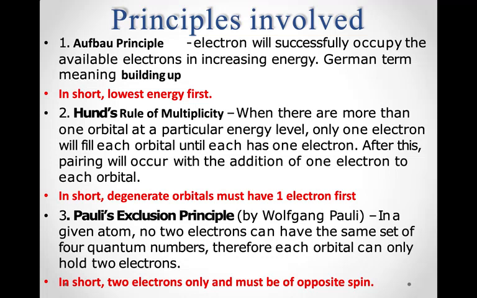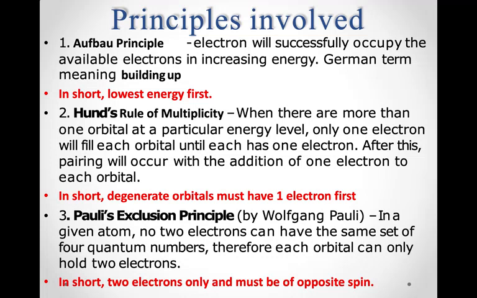Hund's rule of multiplicity is that every orbital must contain at least 1 electron before filling up another orbital, and when there is more than 1 orbital at a particular energy level, only 1 electron will fill each orbital until all the orbitals have 1 electron each. After this, pairing will occur with the addition of 1 electron to each orbital depending on the pairing energy. Third, we have the Pauli exclusion principle, which is our last principle and a very important one.